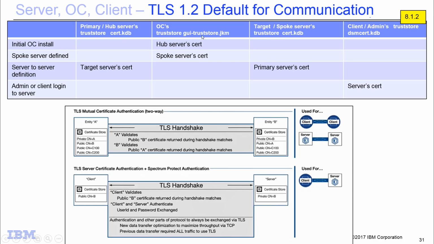This second chart down here shows you the different handshakes that go on between the different entities. And so here you can see if you are using client-to-client communication or server-to-server communication, this is the type of TLS handshake that's occurring, versus if you're using client-to-server handshakes below.